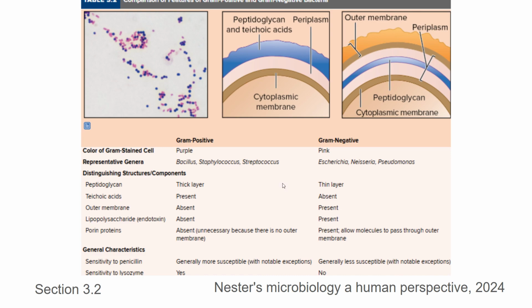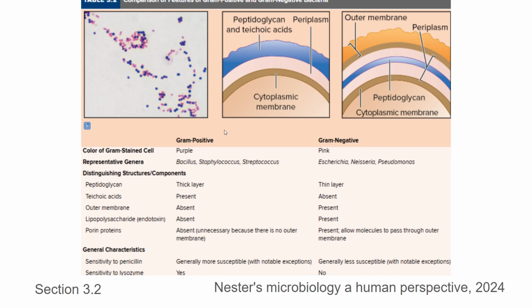And here's just a brief rundown of what's going on here. We have gram-positive. They're going to show up purple in the gram stain so you can see them. They have a thick layer of peptidoglycan. They have teichoic acid. They do not have an outer membrane, so they do not have lipopolysaccharide, and they do not have porin proteins. So they're generally more susceptible to penicillin, and they're more sensitive to lysozyme.